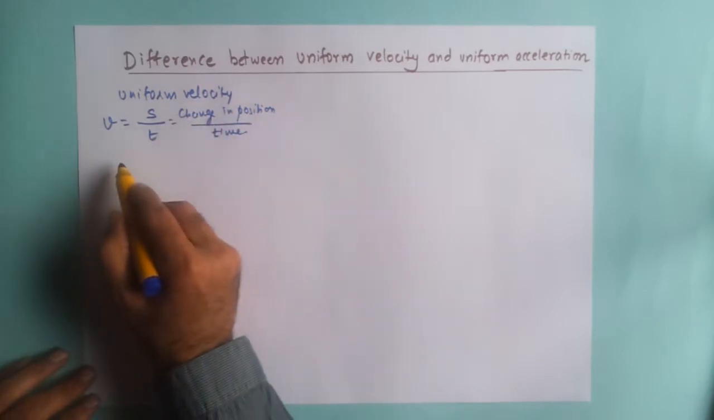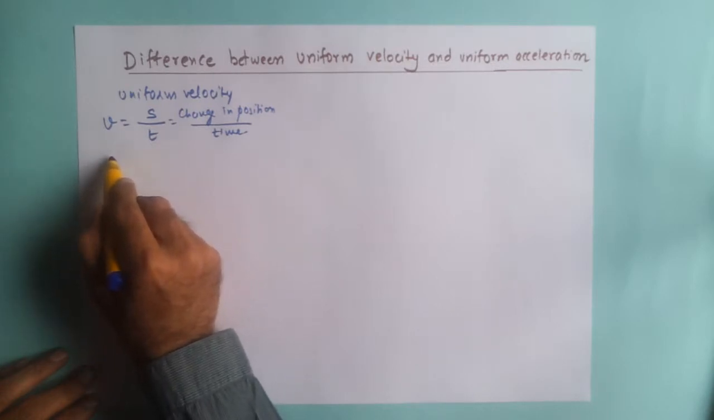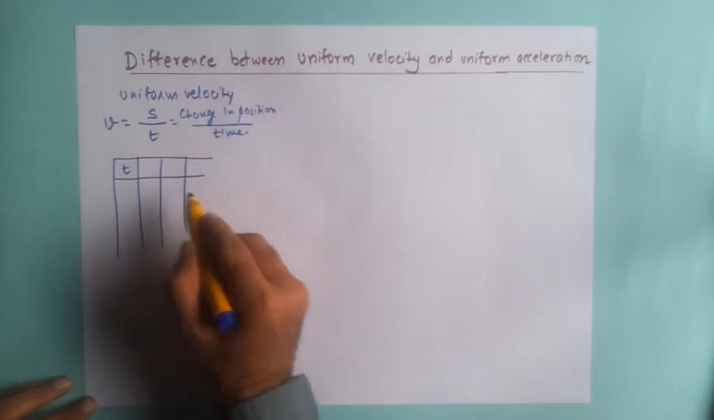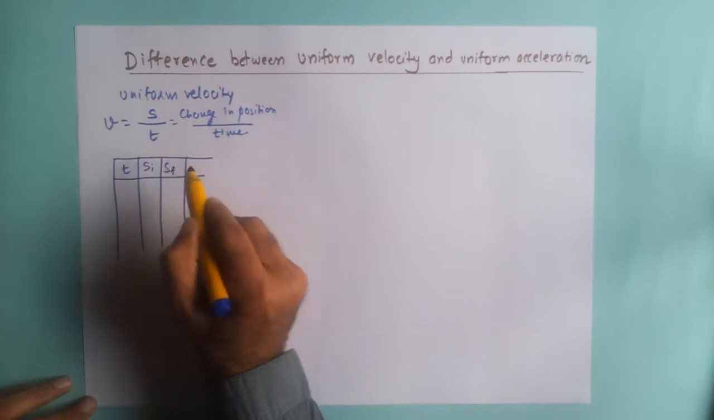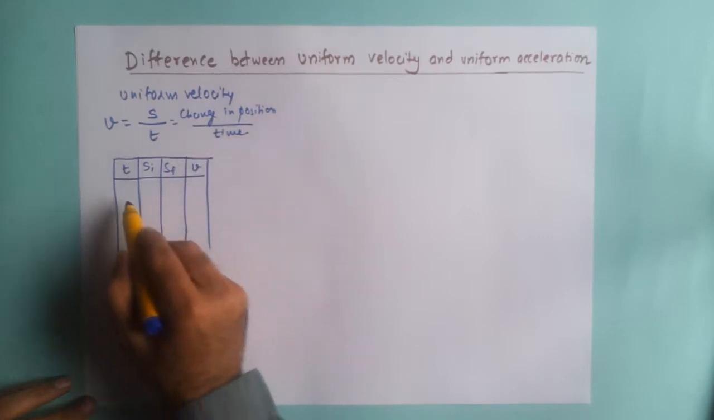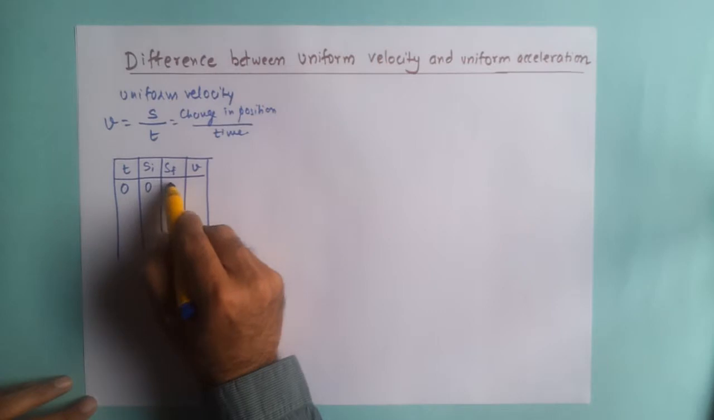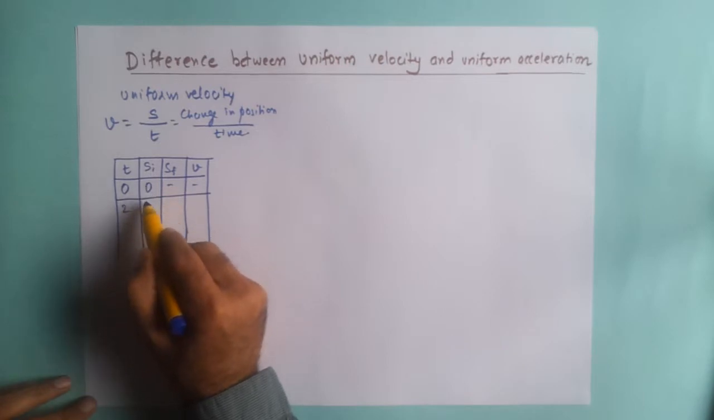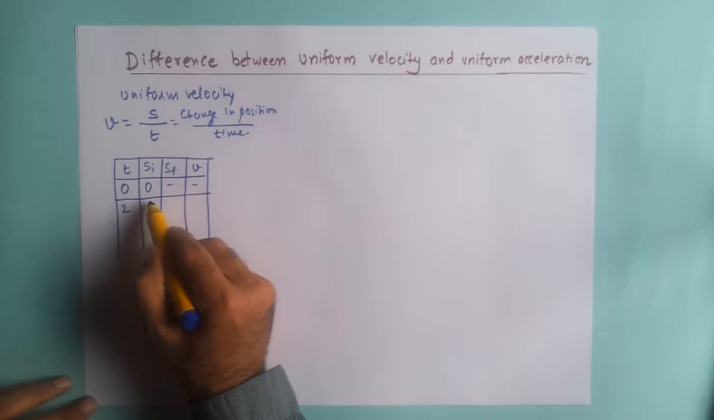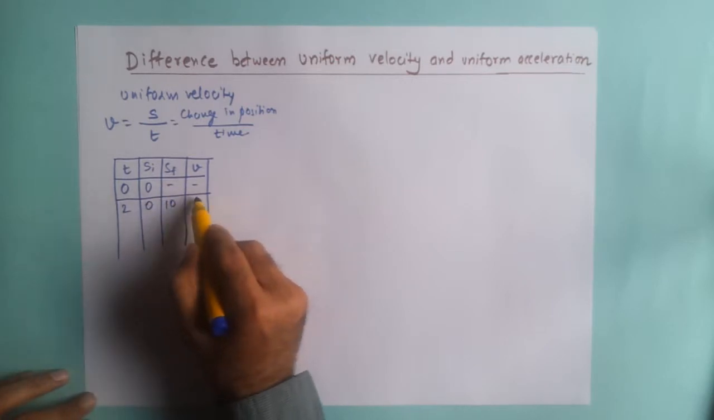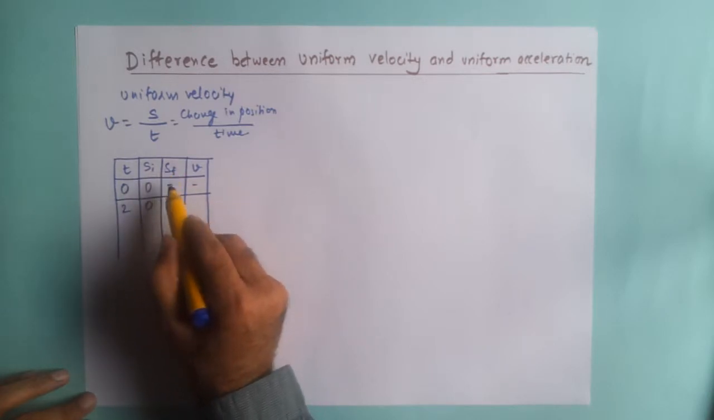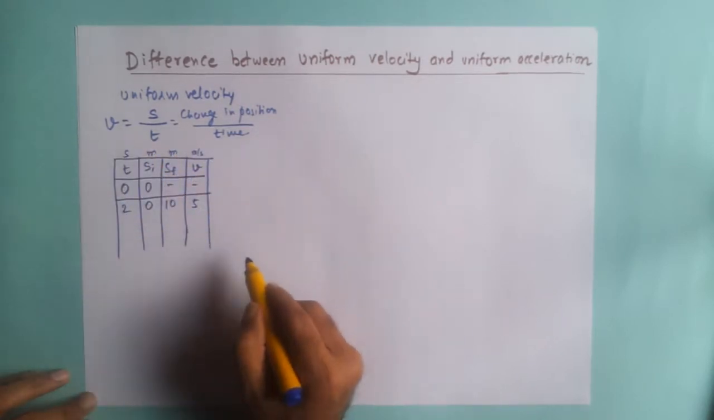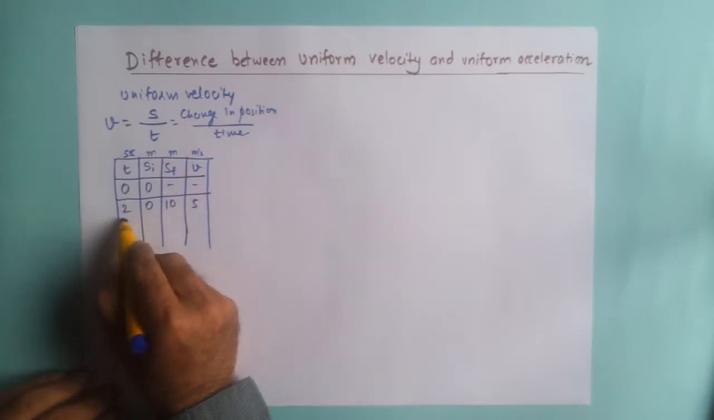So, let us say we're tracking the movement of an object, and we are making a table for that. This is time t. Let us say this is the initial position, this is the final position, and this is velocity. At time 0, the initial position is 0, and final position and velocity will not be applicable. After 2 seconds, the object moves from 0 to 10 meters, so the velocity would be the change in position, 10 minus 0, upon 2, so it will be 5. Let me specify the units: meters per second. So the velocity is 5 meters per second.